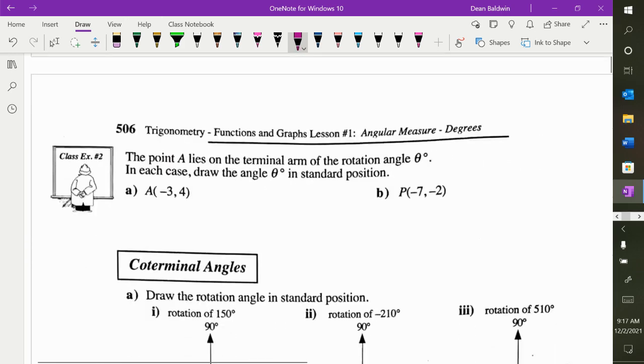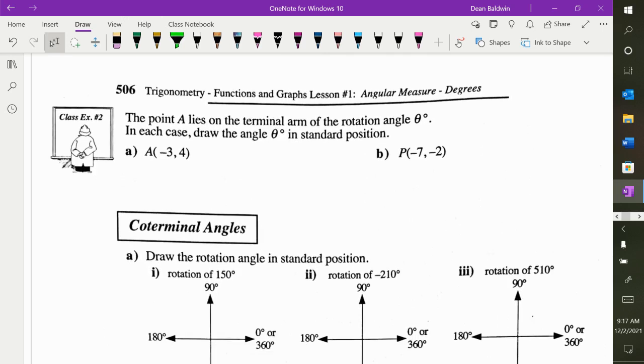Let's just keep going. Because we're on a quadrant system, an xy plane, we can list them with xy values. So the point A lies on the terminal arm of rotation angle theta. In each case, draw the angle theta in standard position. Basically they're saying, where do you end up? What quadrant? So if my xy values are -3 and 4, what quadrant am I in? 2, right? Because it's -3, 4. There's your terminal arm, is what they call it.